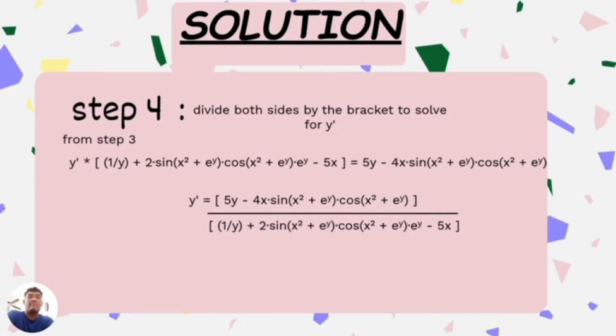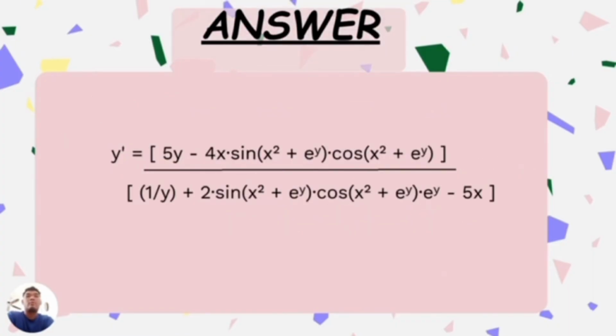Lastly, we divide both sides by the expression that multiplies the y prime to cancel the y prime. So then we can rewrite the equation to isolate y prime. So the final answer will be this equation.